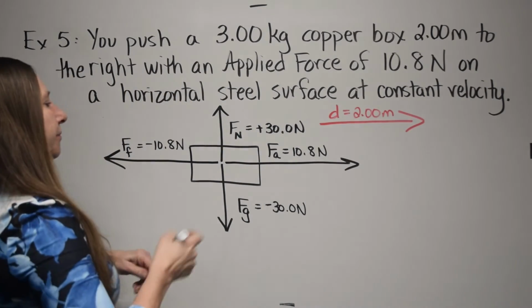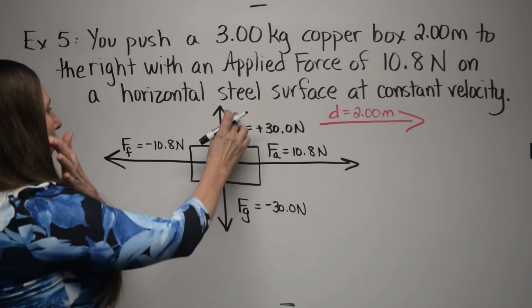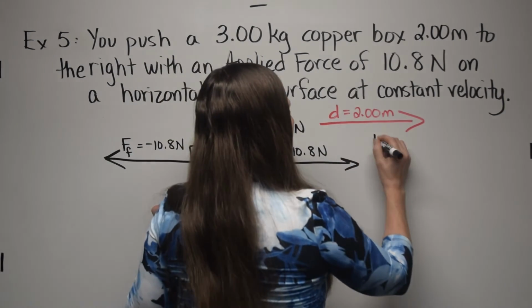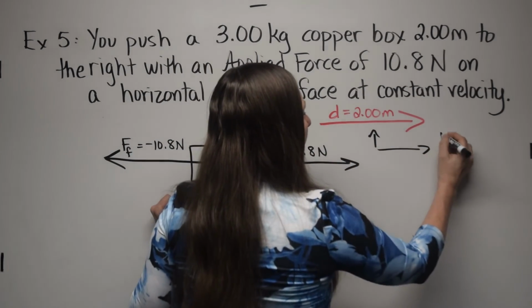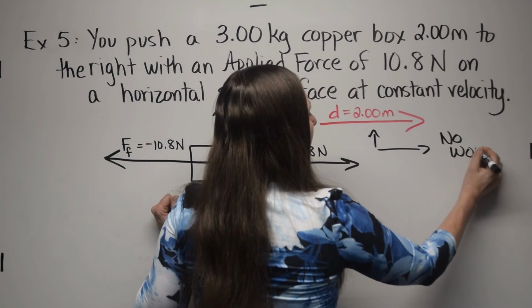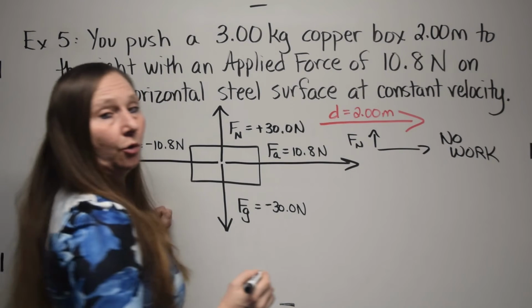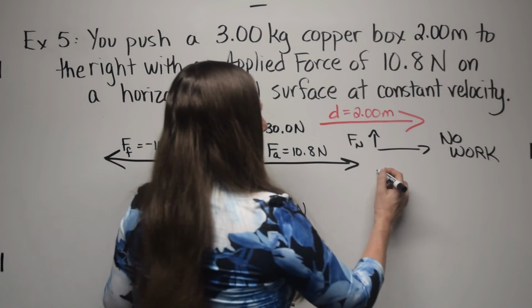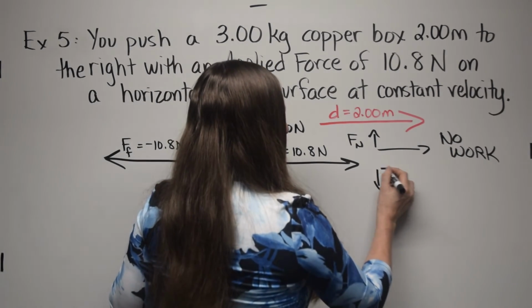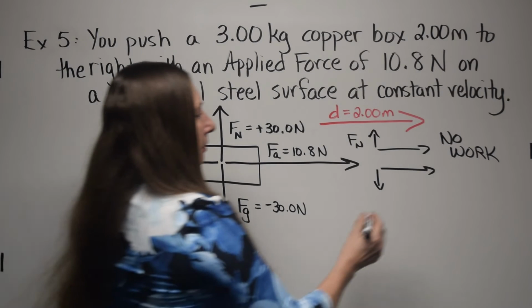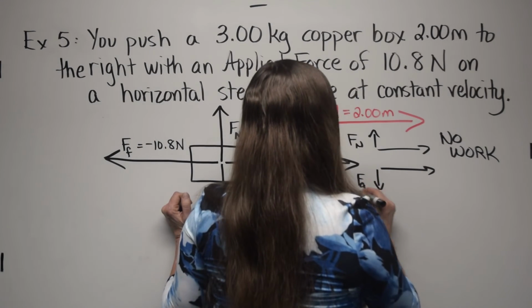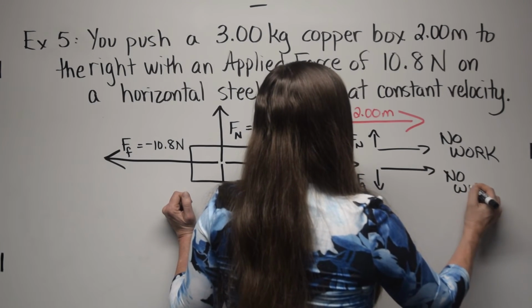Now let's see. The normal force is up. The displacement is to the right. That's perpendicular, so no work is being done by the normal force. The gravitational force is down. The displacement is to the right, so no work is being done by the gravitational force.